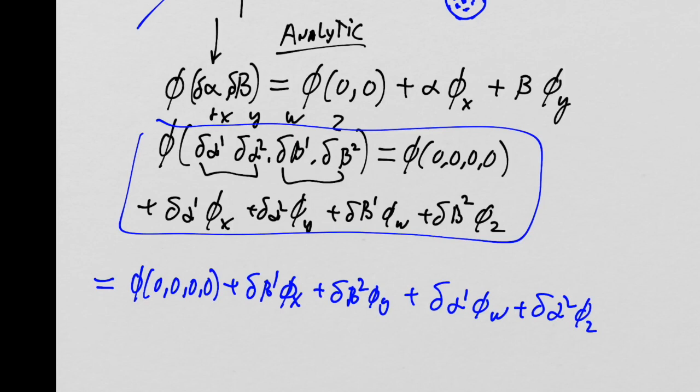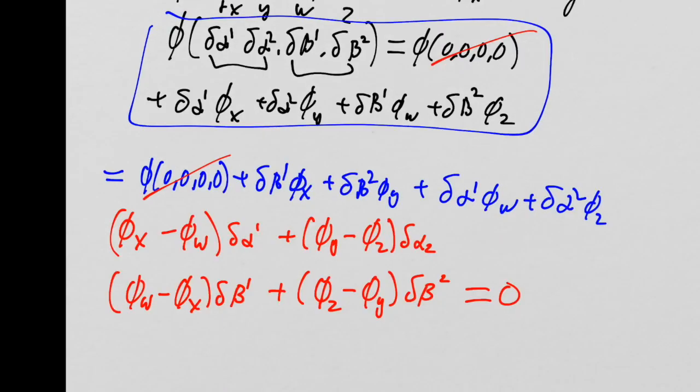So if I subtract this term from this term, the 0, 0 guys will cancel out right away. And then I'll be left with, let me just collect the terms. After the subtraction, I think this is what you get: phi x minus phi w times delta alpha 1, phi y minus phi z times delta alpha 2, and phi w minus phi x, which is, note, the reverse of this, delta beta 1, and phi z minus phi y, delta beta 2. So this has to be 0 if beta is the inverse of alpha.